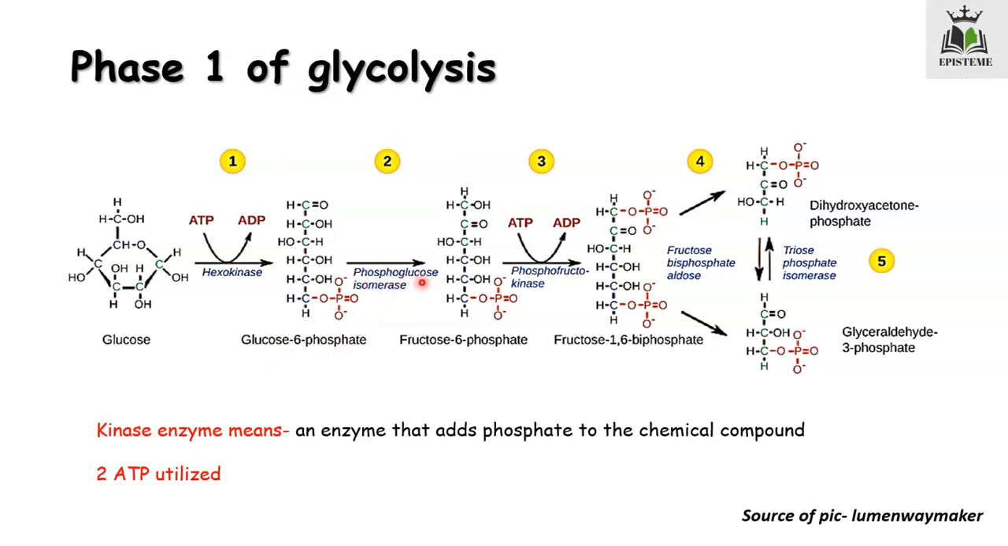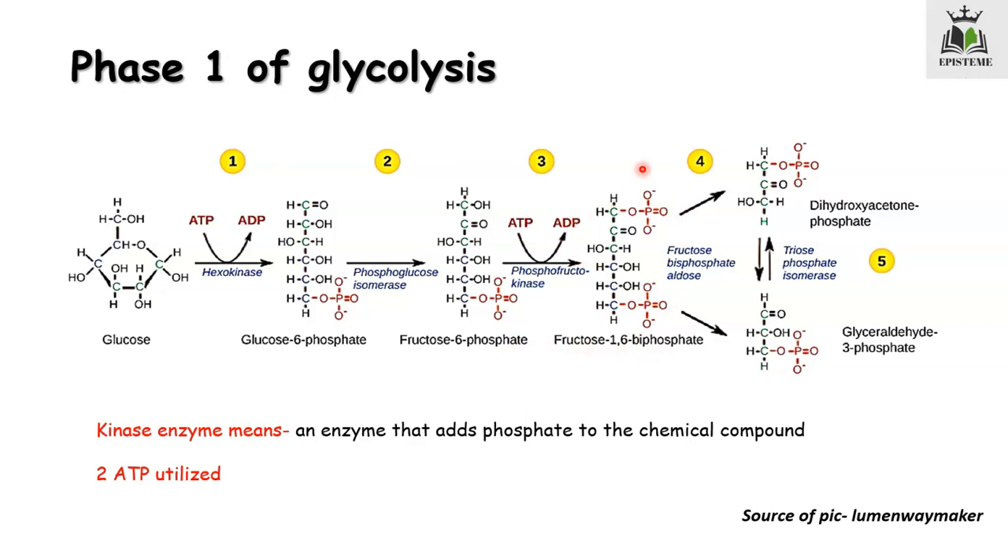Next, phosphoglucose isomerase converts glucose 6-phosphate to fructose 6-phosphate. Now we all know that fructose is a structural isomer of glucose, that's why an isomerase enzyme is used. Next, we have phosphofructokinase. Again we have a kinase enzyme, that means a phosphate will be added. ATP is again converted to ADP, and the phosphate group is released, and this phosphate group will be added to the 1st carbon of fructose 6-phosphate, converting it to fructose 1,6-bisphosphate.